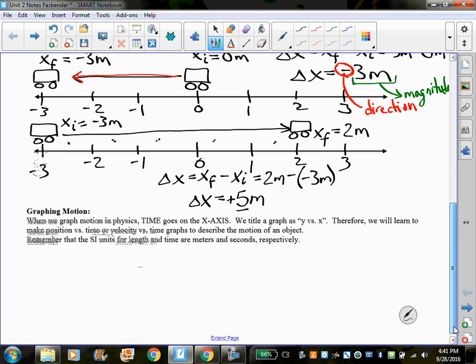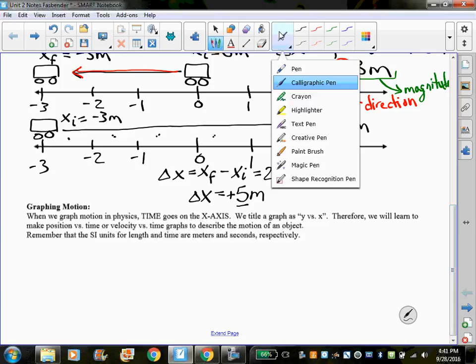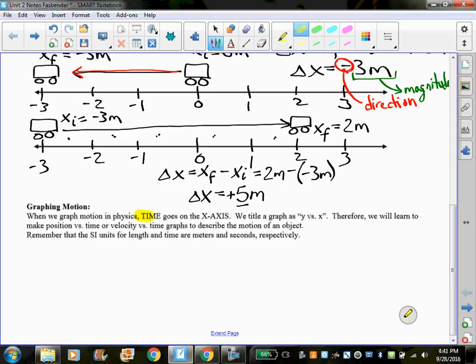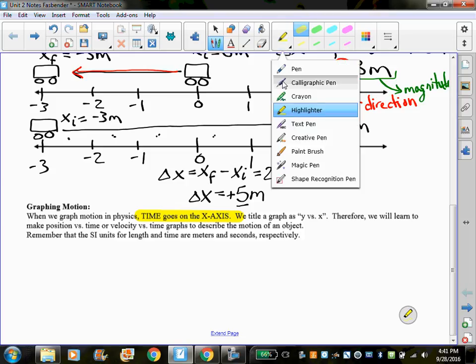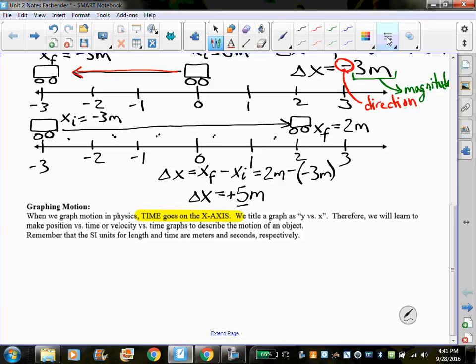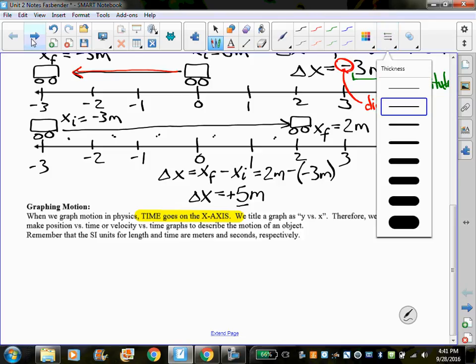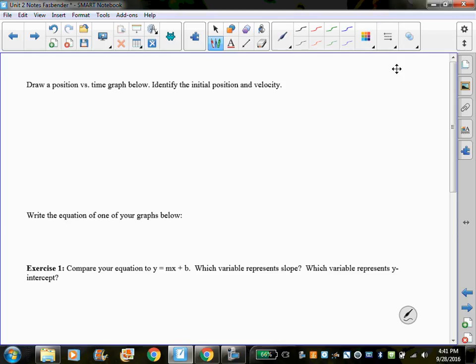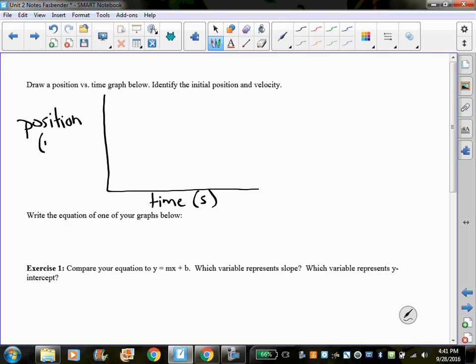So now let's start looking at some graphs. One thing that I would like you to remember is that in this class, we're always going to have time on the x-axis for all of our motion graphs. That's how we did it in the lab, and that's how we're going to keep doing it here for the rest of class. So if we flip the page of the notes, let's draw a generic position versus time graph. So as long as we have time on the x-axis and position on the y-axis, we can make this graph look however we would like. So maybe my graph looks like this.